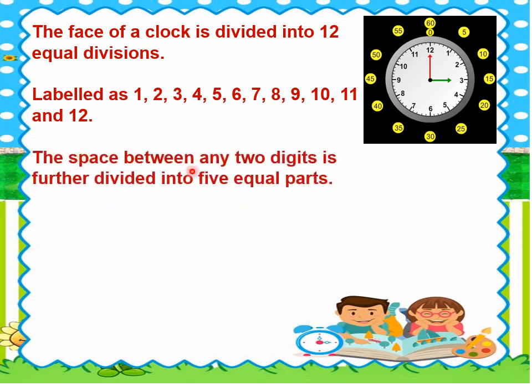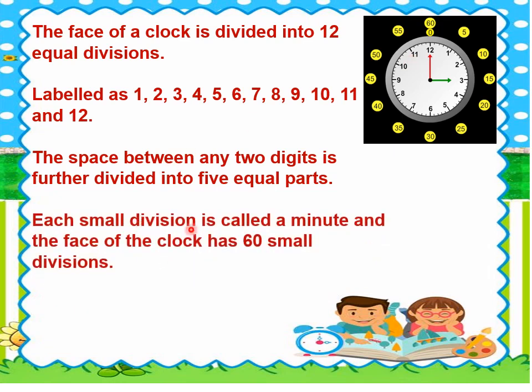The space between any two digits is further divided into 5 equal parts. Here we can see that between any two digits, for example between 2 and 3, how many equal divisions are there? There are 5 divisions. In the same way, between all numbers there are 5 equal parts. Each small division is called a minute. And the face of the clock has 60 small divisions. So in total, how many small divisions are there? 60 small divisions.